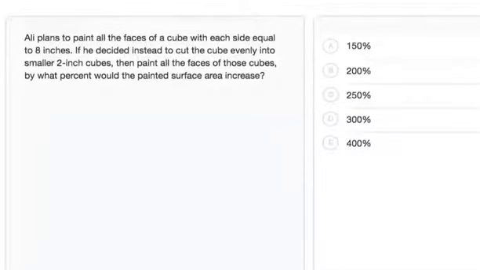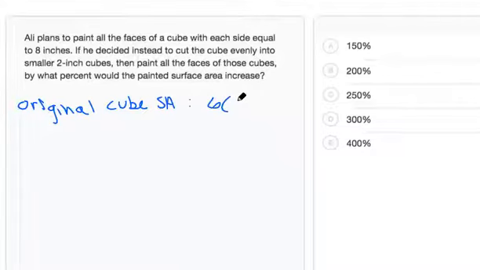To solve this question, let's start by extracting some of the information from the actual question. We're told that the original cube surface area is 6 times 8 squared, and this would be square inches.